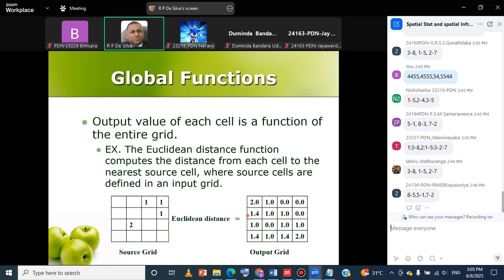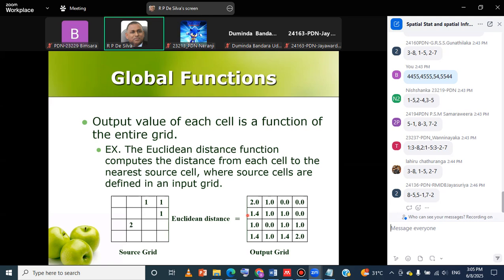When you produce the output grid, where you have the source grid, you put value 0, because when the source grid is assumed at the center, you don't need to travel any distance. Your distance is 0 when you are at the source grid. So all the source grid values will be 0, right? That you need to understand.